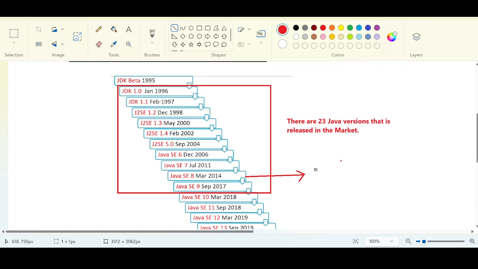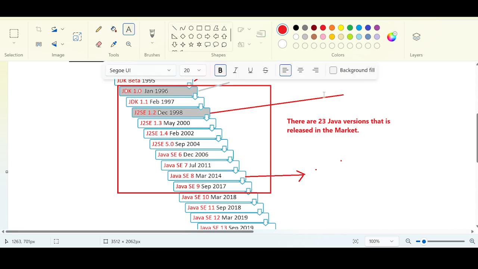If you see this hierarchy, forget about the beta version. JDK 1.0, the first version, was introduced in January 1996. This is not a major version. They just introduced it as a future thing, but they never thought that the Java programming language was going to rule the world. However, JDK 1.2, released in December 1998, is one of the major versions.